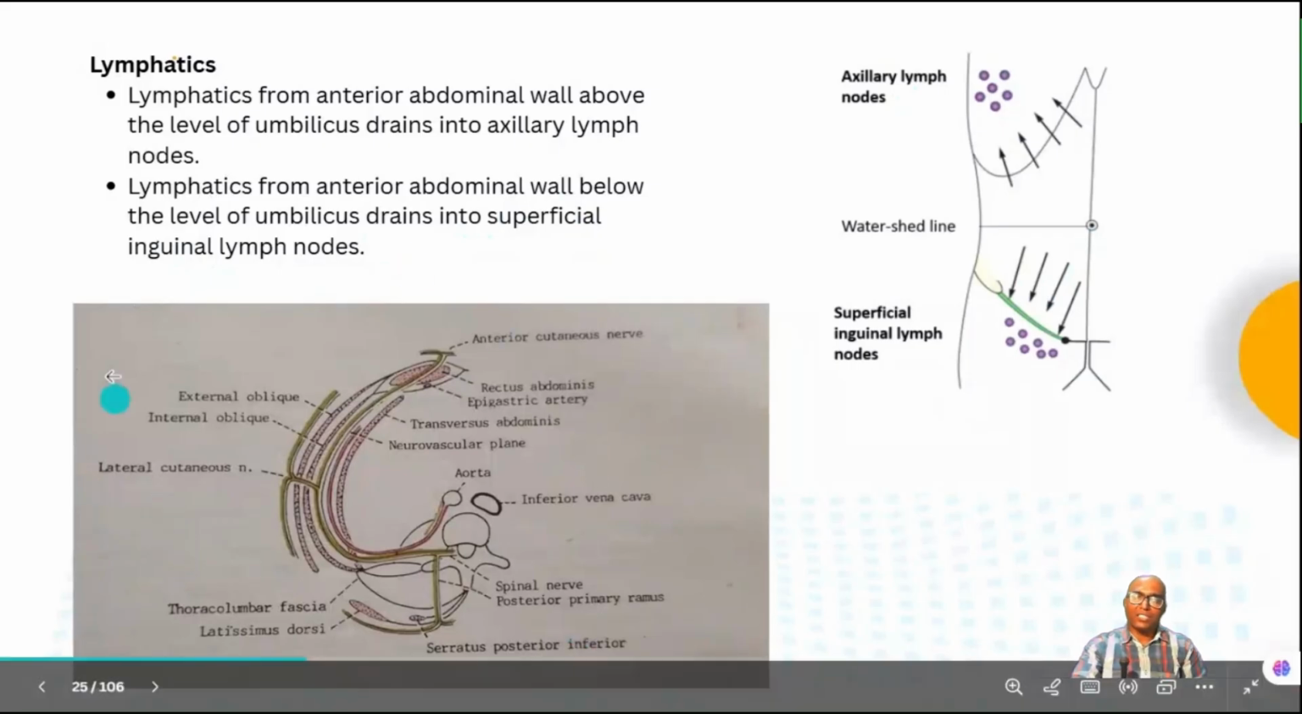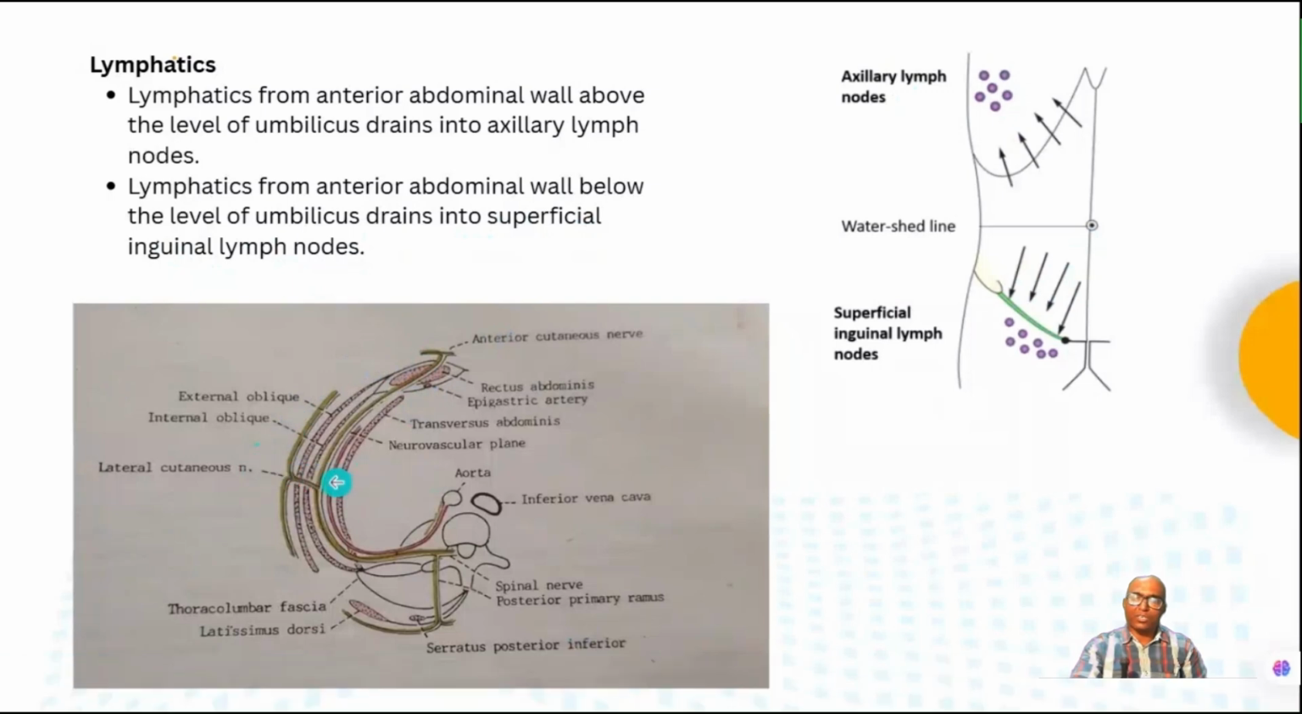And another thing which they can ask you about is the transverse section through the anterior abdominal wall. So what you can see here is the inner one, this one is the transversus abdominis. This outer one is the external oblique, below which is the internal oblique.